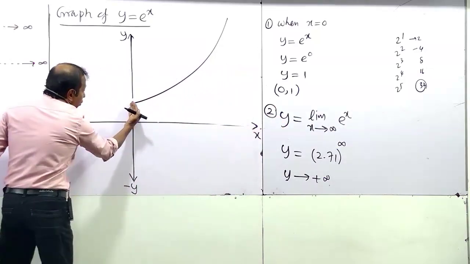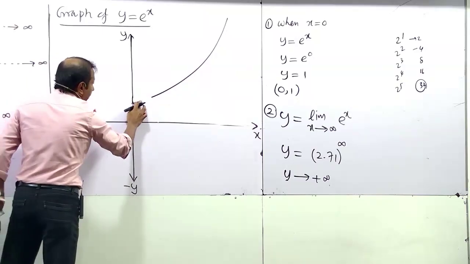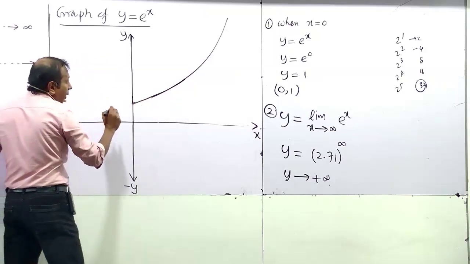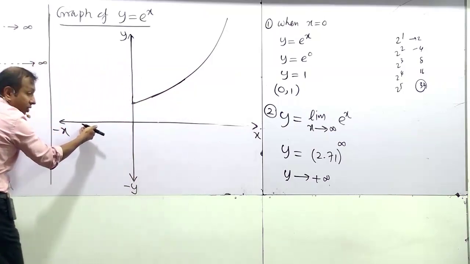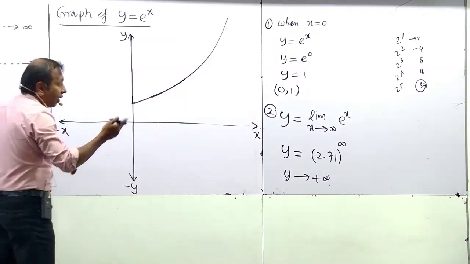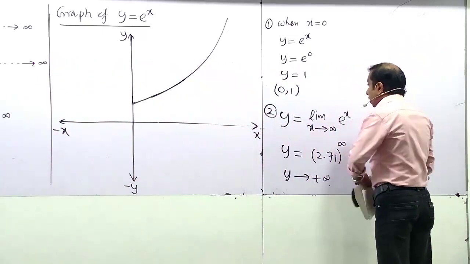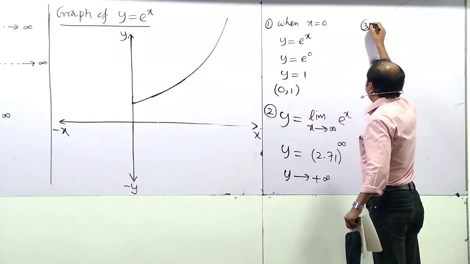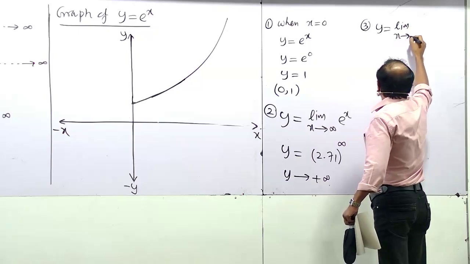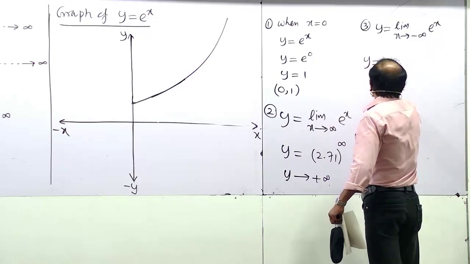Now I am supposed to continue this portion of the graph. This point is what, people? 0, 1. When we go in this direction, it means we are going to negative infinity along the x-axis, and then I am going to calculate that too. Number 3: the y value is the limit of e^x as x goes to negative infinity. See what happens there.